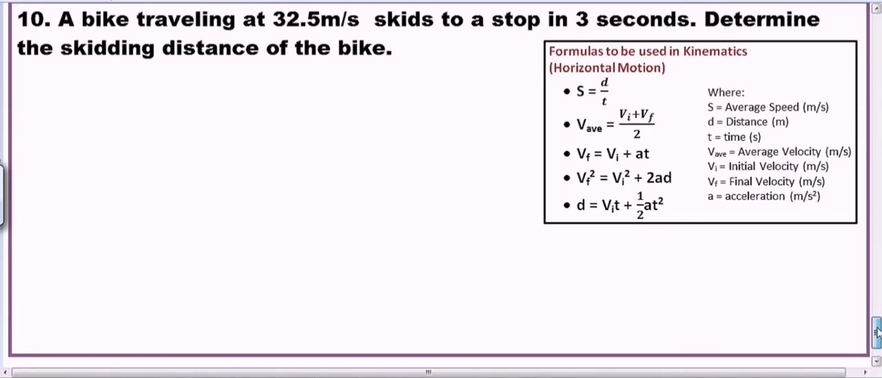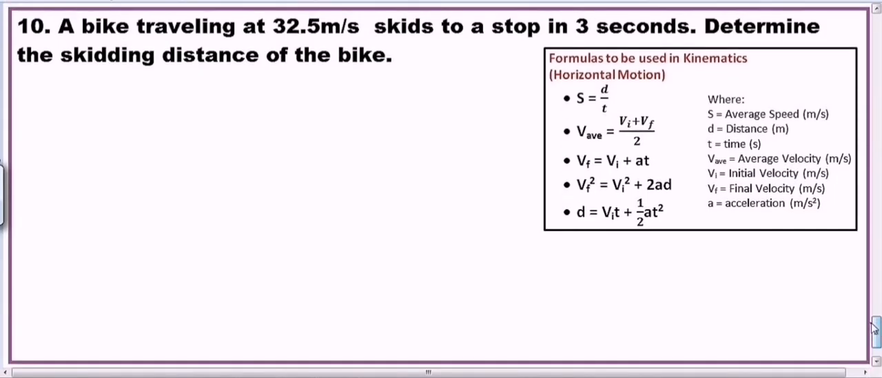Okay, last example, number 10. A bike traveling at 32.5 meter per second skids to a stop in 3 seconds. So ibig sabihin, papahinto siya. Therefore, ang final natin ay 0. Okay? And then, wala nang iba. This one is initial. Ayan. So 32.5 meter per second. So ang binigay na time is 3. Determine the skidding distance of the bike. So D ang hinahanap. Okay?